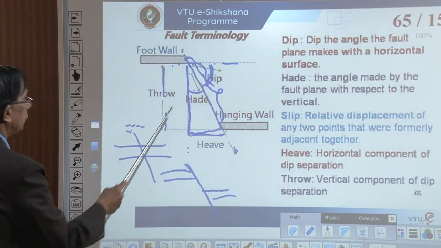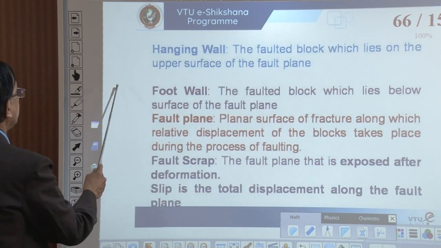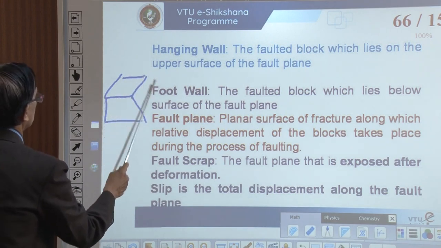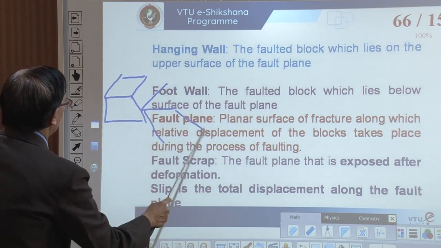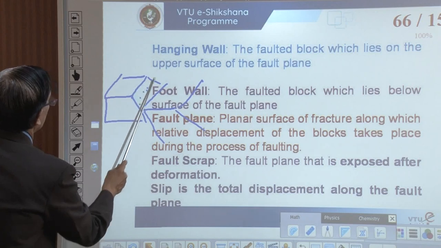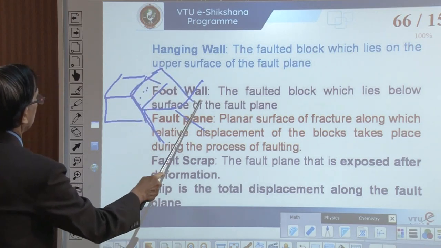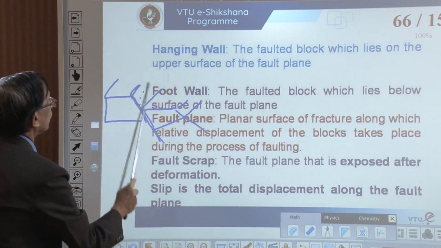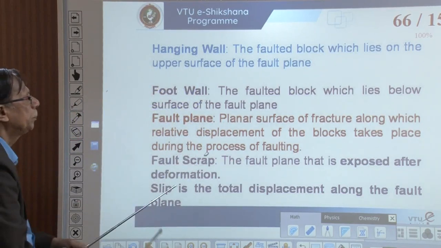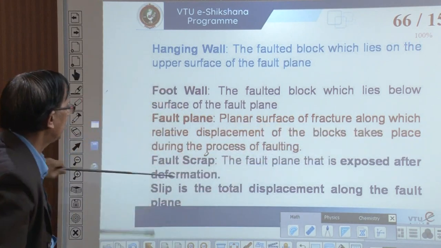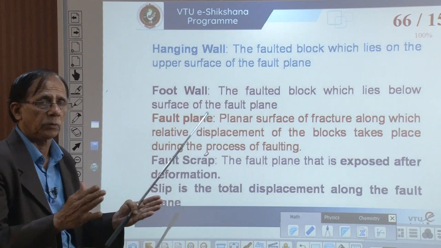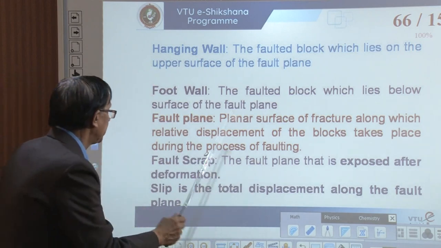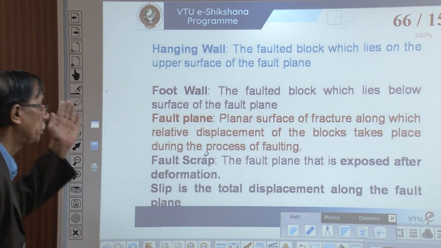In the picture which I have shown, it appears as a line in three dimensions. This is the plane, so the plane we call the fault plane. The fault plane is the planar surface or the fracture along which there is relative displacement of blocks. First it fractures, two blocks are formed, and one of the blocks moves. The plane along which such movement has taken place is the fault scarp.